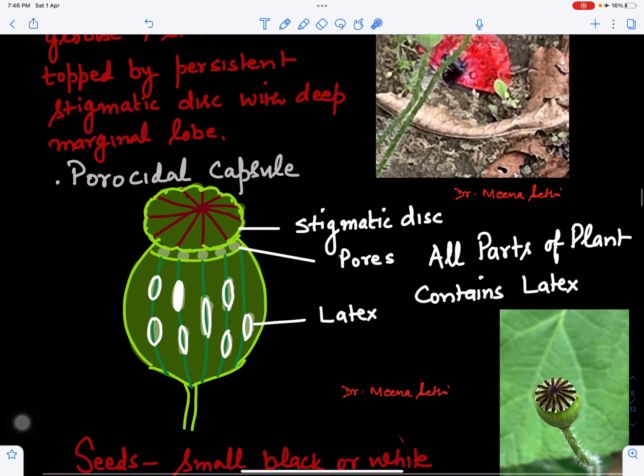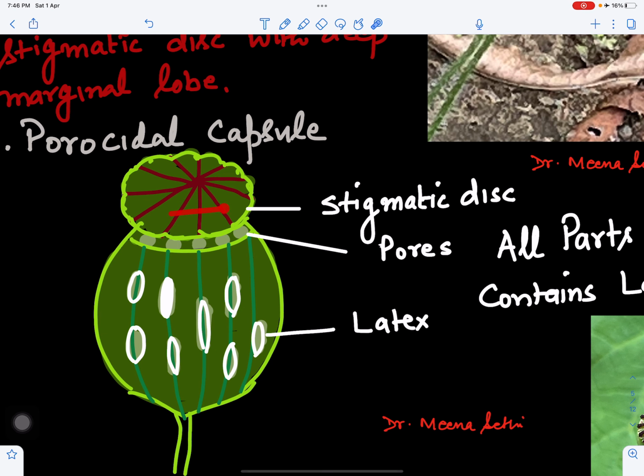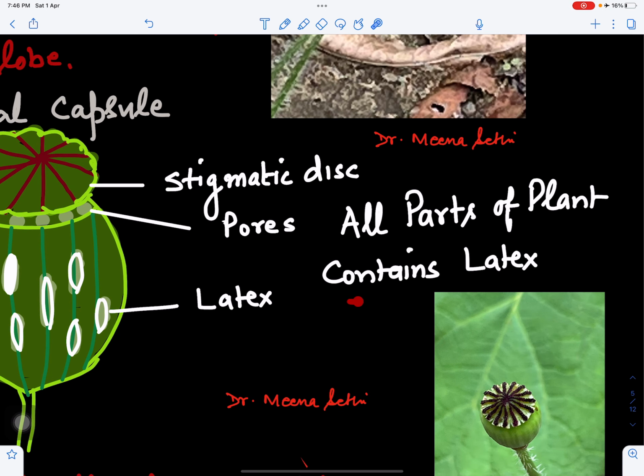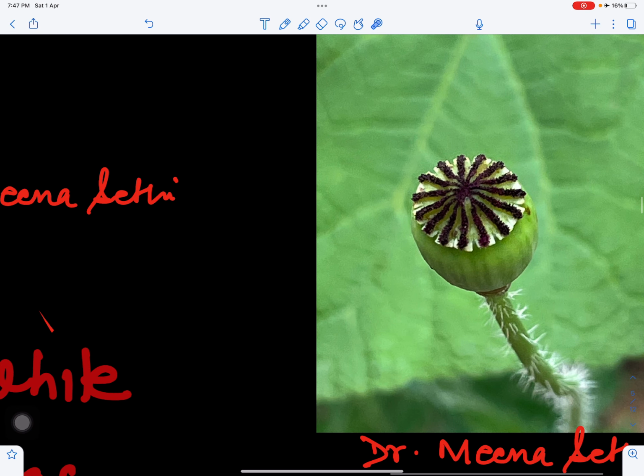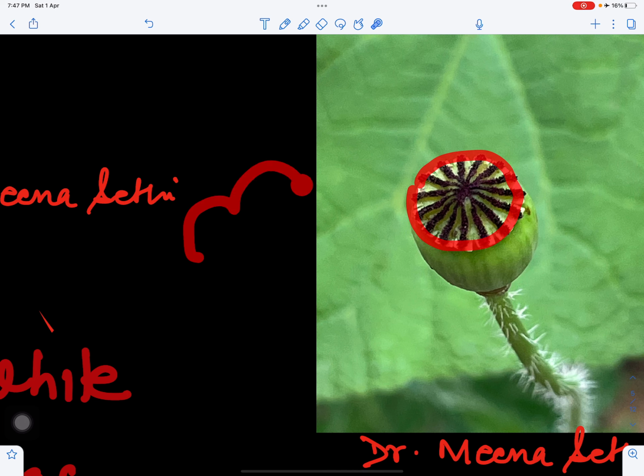So this is the fruit of the poppy. This is its stigmatic disc. Here pores are present, so this is a capsular fruit, called a porocidal capsule. And if we give an incision, white latex will come out. All parts of the poppy plant contain latex. We can see here the beautiful fruit of the poppy. And this part which persists is the stigmatic disc, and it also has lobes like this.